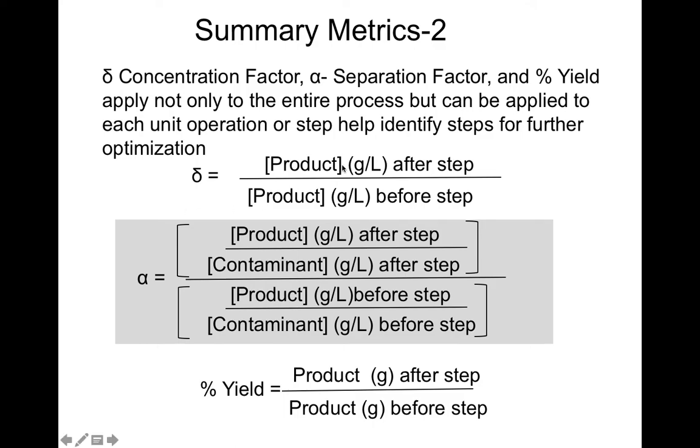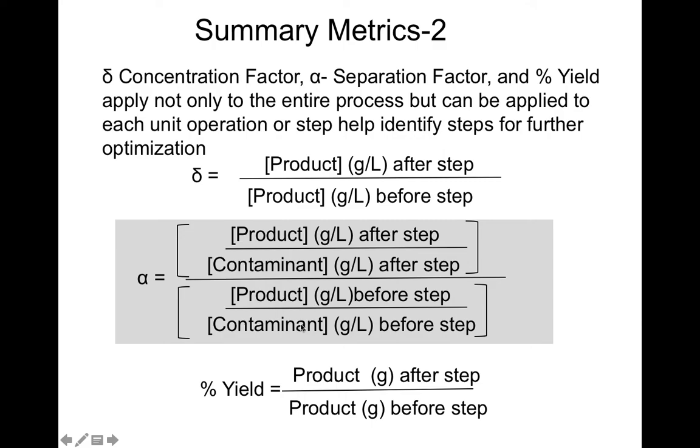If you remember from our downstream overview lecture, and if you haven't reviewed that, I would take a step now and review that again. We have 3 major metrics that describe how good each of the unit operations in our downstream purification are, including centrifugation. Delta is the concentration factor, alpha the separation factor, and percent yield. Yield is simply the product that you get out of the step over the product you put into the step. Delta is the concentration coming out over the concentration going into the step, and alpha is the product to contaminant ratio that comes out over the product to contaminant ratio that goes in.